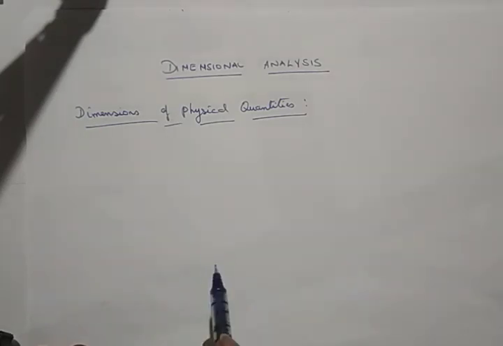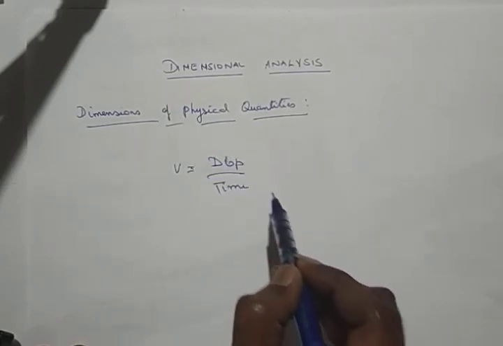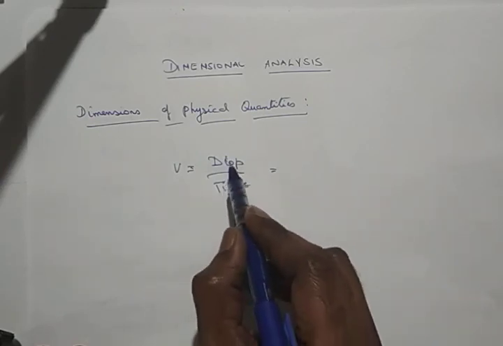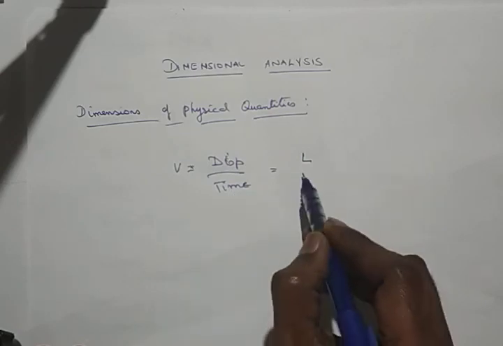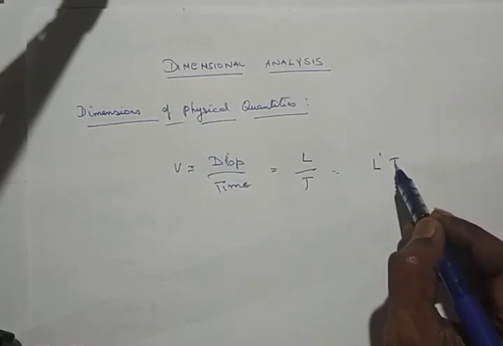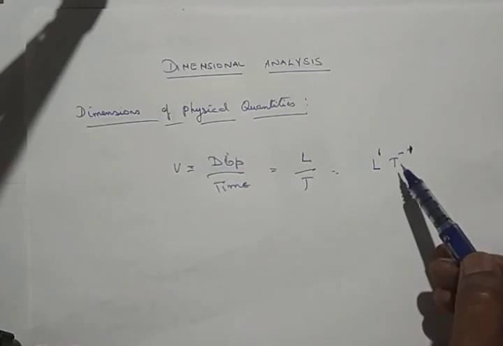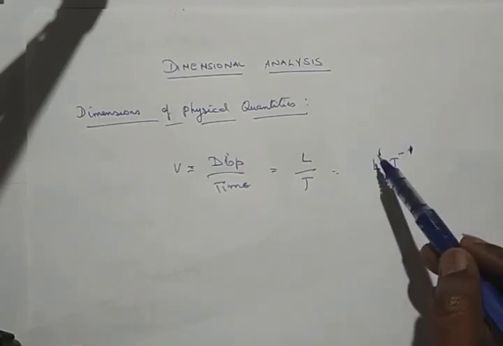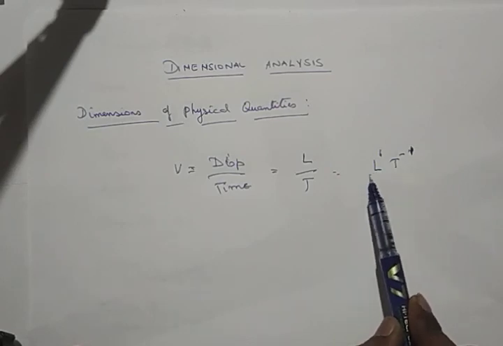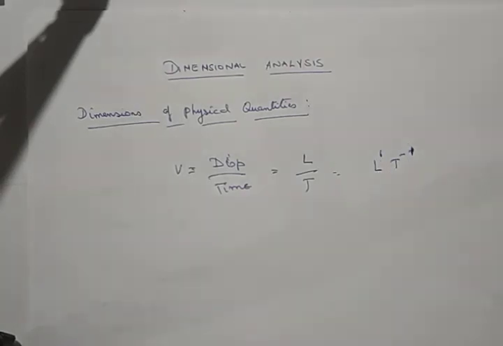Any physical quantity, for example, I go back to the velocity formula itself, displacement upon time. If we write this formula in terms of the basic fundamental quantities, displacement is length, so we call it length here, and time, we can say as t. So we can write this as length to the power of 1, time to the power of minus 1. When we say this length to the power 1 and time to the power of minus 1, this is called the dimensional analysis of velocity. What is the dimensional analysis? It talks about the basic fundamental quantities, which are length and time, raised to the power of this term. That is called the dimensional formula for velocity.